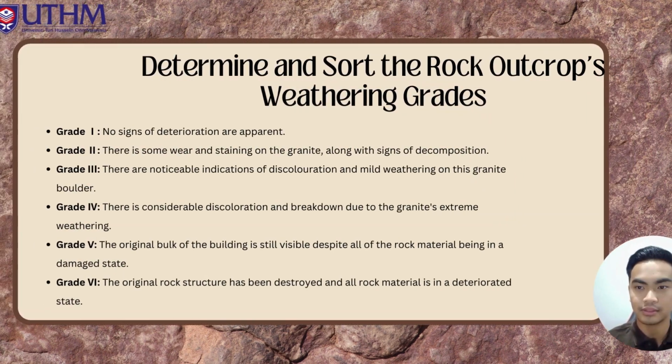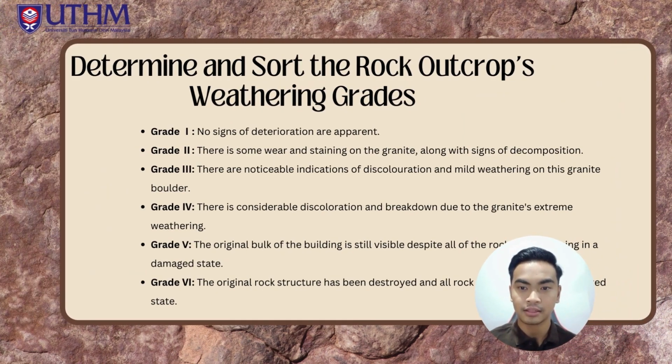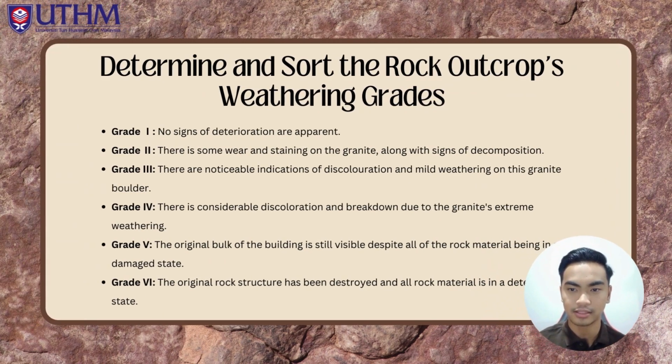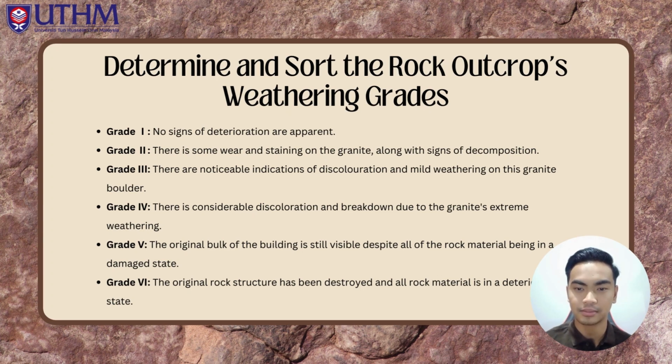Okay, next is about determining and charting the rock outcrop weathering grade. They have 5 grades. The first grade is no sign of deterioration apparent. Grade 2 is there is some wear and staining on the granite along with signs of decomposition. Grade 3 is there are noticeable indications of discoloration and weathering on this granite boulder. Grade 4 is there is considerable discoloration and breakdown due to the granite's extreme weathering. And grade 5 is the original bulk of the rock is still there despite all of the weathering damage.